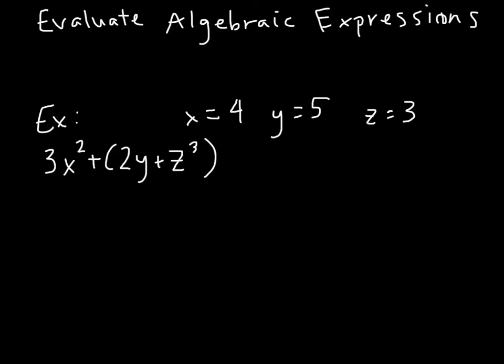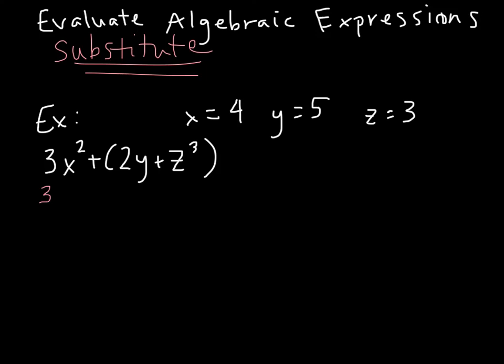When I'm asked to evaluate algebraic expressions, basically I do the same thing, but the first thing that I have to do is substitute. So I substitute all those numbers and values in for the variables, and then I evaluate using my order of operations. So before I even start here, I'm just going to put 3, and I have 4 squared, but I have to put it in parentheses because I have to multiply it, plus 2 in parentheses times 5 plus 3 to the third power.